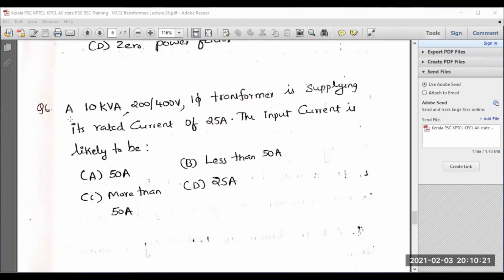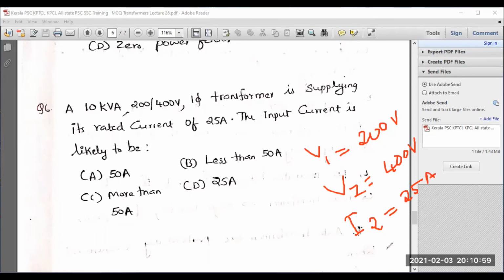So moving on to the last question. A 10 kVA, 200 by 400 volt single phase transformer is supplying its rated current of 25 ampere. The input current is likely to be? Okay, let us solve this question. kVA rating is 10 kVA. Primary voltage V1 is equal to 200 volt. Secondary V2 is also given, 400 volt. Then the transformer is supplying its rated current of 25 ampere. So let me call it I2. I2 must be 25 ampere. I need to calculate the primary current I1.